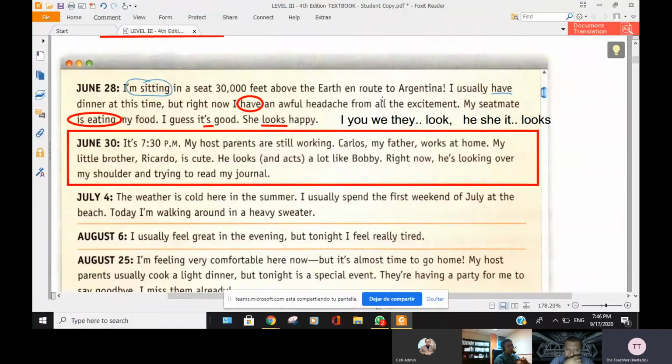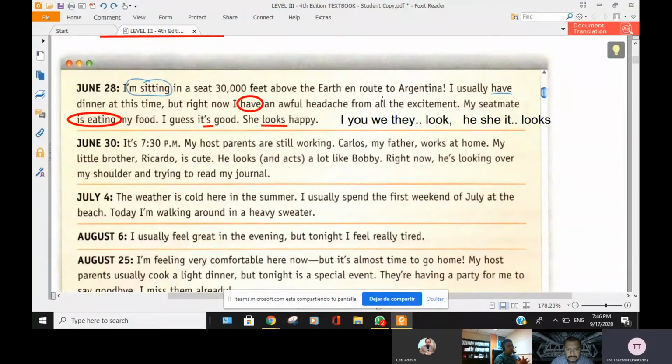So what is happening right now, and what regularly happens? What is happening right now? What is in the progressive, or happening right now, or what happens all the time? Technically, what is happening right now is what we put in the progressive, and what happens all the time is what we put in the simple present.